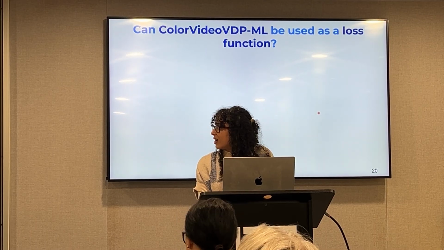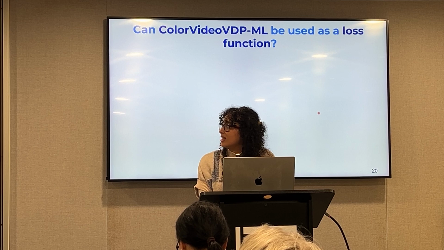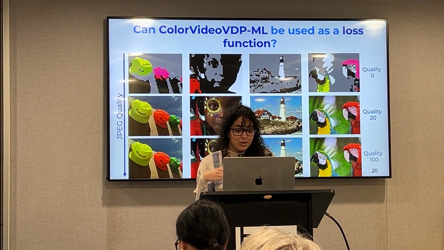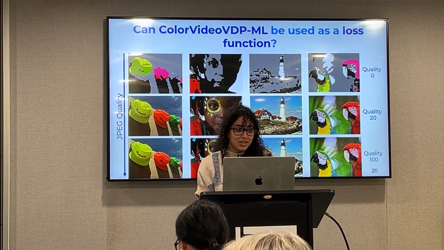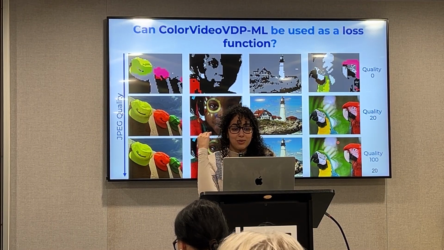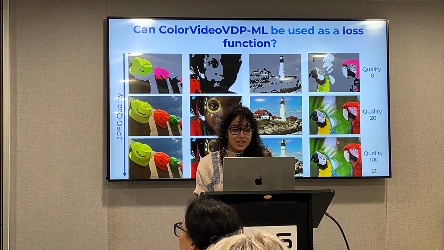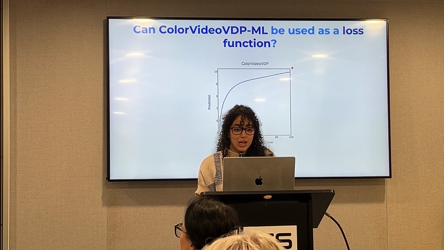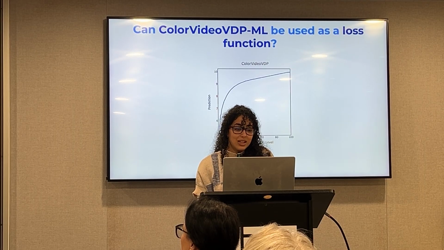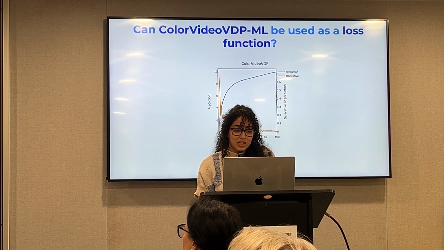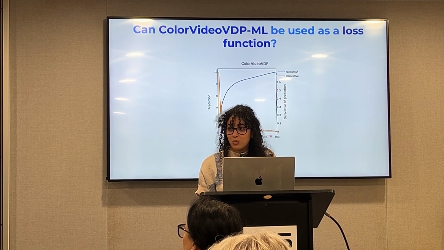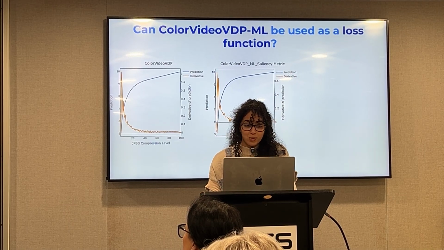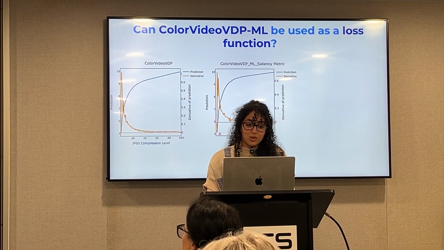Another question we also wanted to ask ourselves is: can ColorVideoVDP-ML be used as a loss function? Here we did a very simple test. We took 4 images from TID2013, and then we compressed them with JPEG from quality 0 to 100. Then we just ran the quality metrics on them and got the prediction. The idea is that if a metric can be used as a loss function, it should first be monotonic, meaning the gradient shouldn't go below 0, and also the gradient should be smooth, which we see here in ColorVideoVDP. ColorVideoVDP-ML also showed a smooth gradient. However, it was slightly non-monotonic at the beginning.